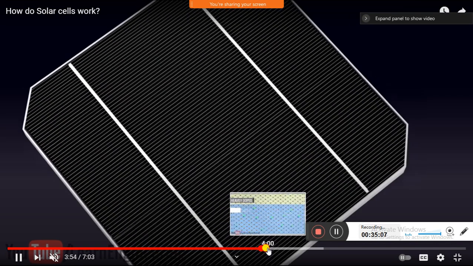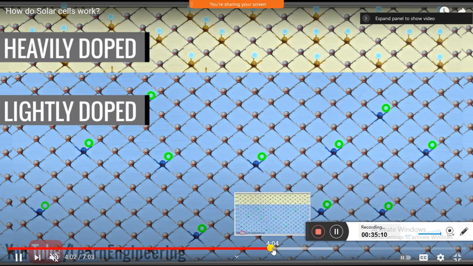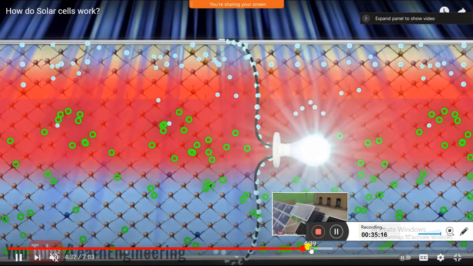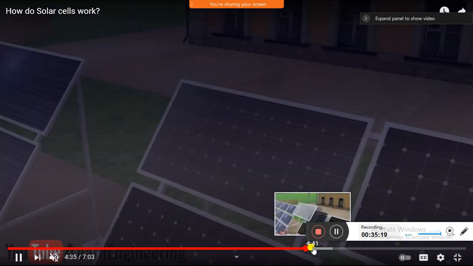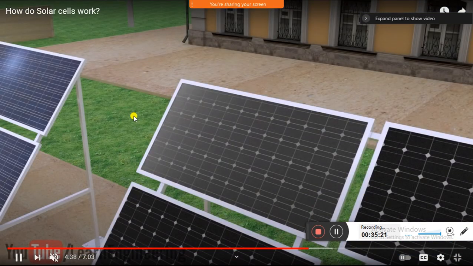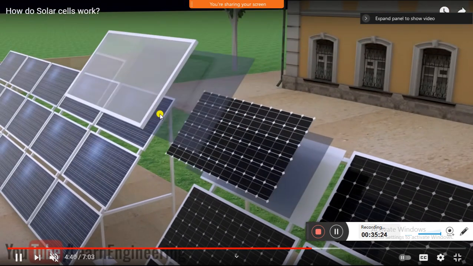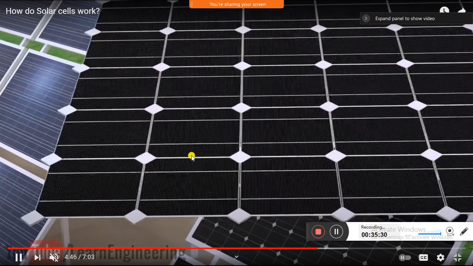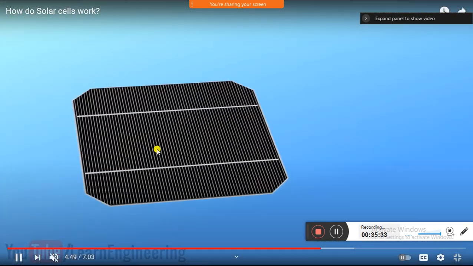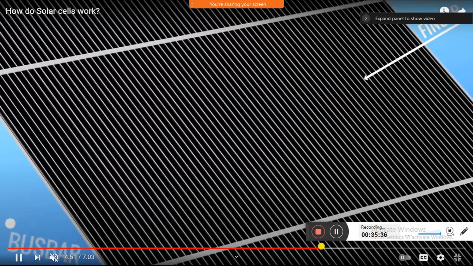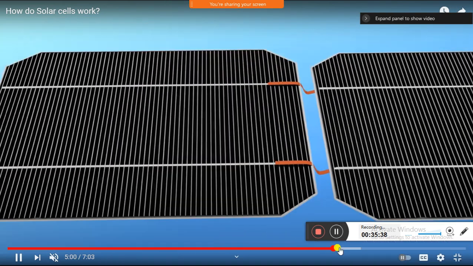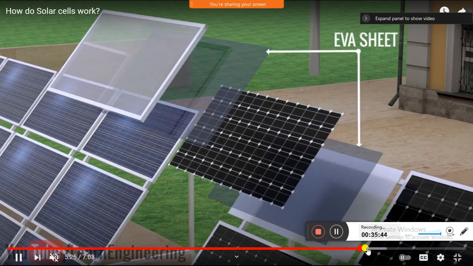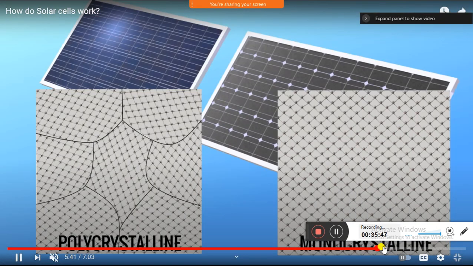That is the concept, and the same concept applies to heavily doped and lightly doped materials. When the light falls on, like this, parallel and series, this is the cover and the anti-reflection layer, and these are the semiconductors, positive and negative semiconductors. Like this, we connect them in series and in parallel.